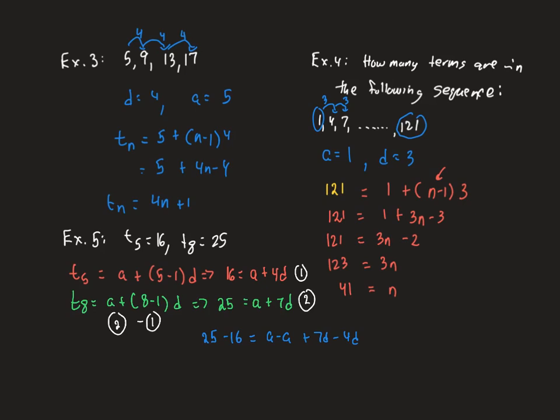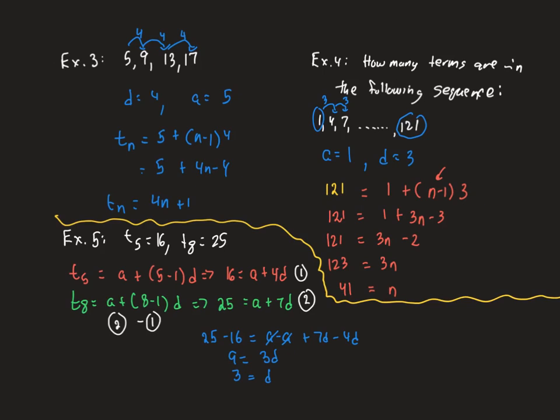Okay, so A minus A, that's going to cancel out. You're going to get 25 minus 16, which is 9. 7D minus 4D is 3D. So D, 9 divided by 3, would be 3. Okay. Let's just separate this off here. So we've gotten our D.